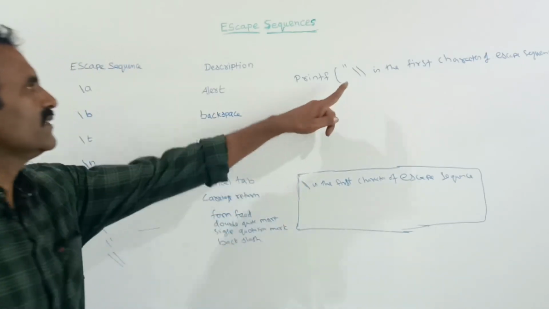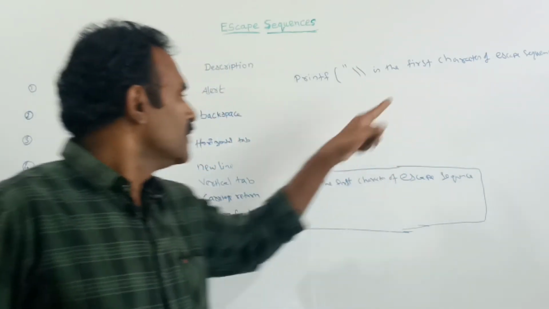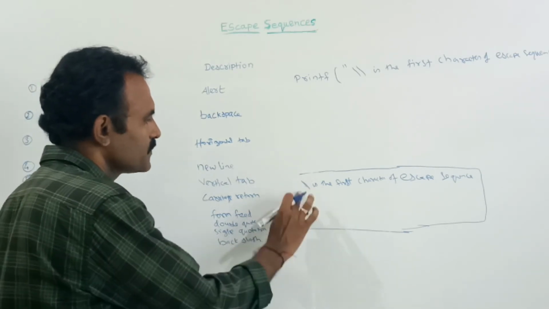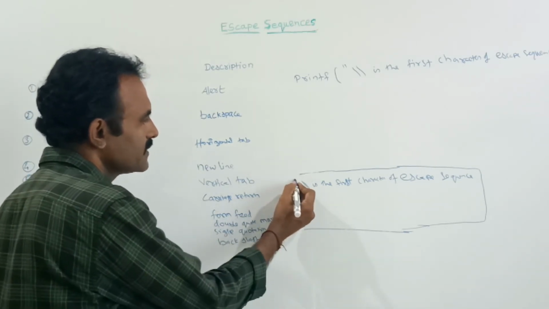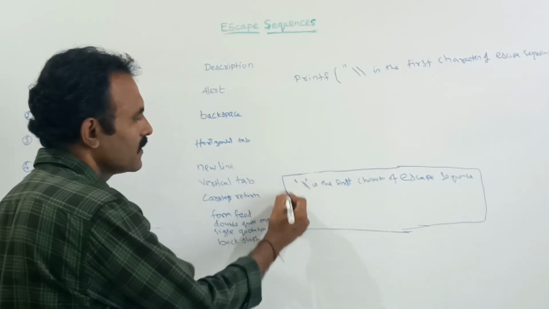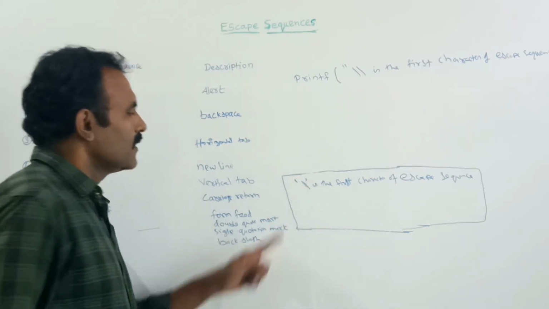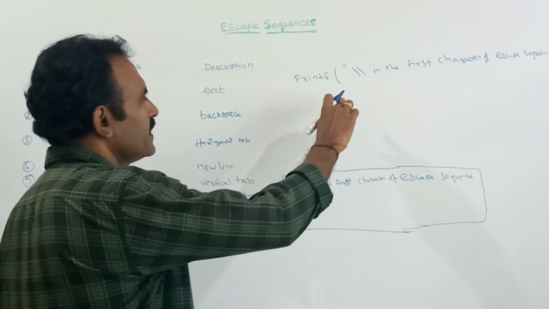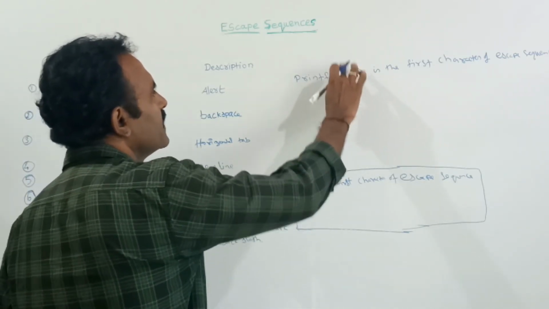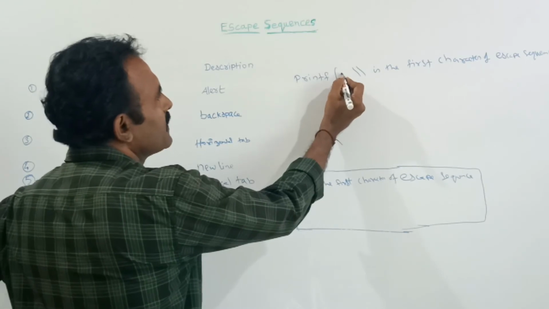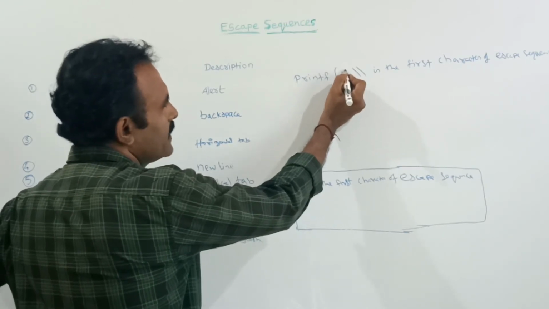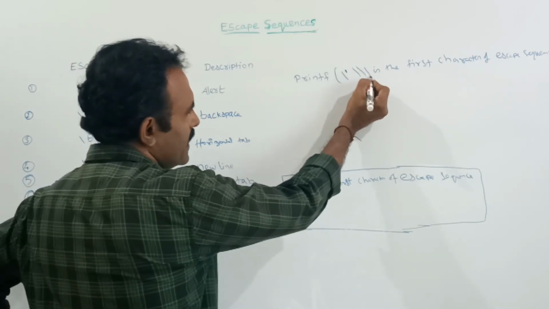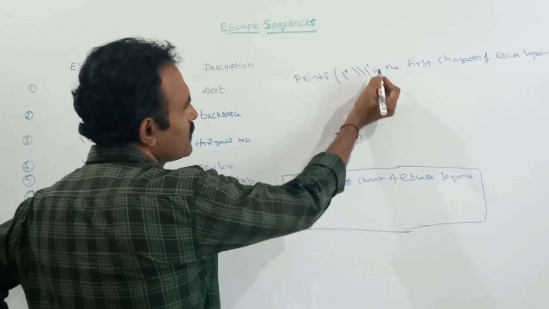So in this way we can determine. Suppose I need to specify a single quote like this. Backslash is the first character of an escape sequence, which means here we can use a slash in front and then the single quote after the slash.